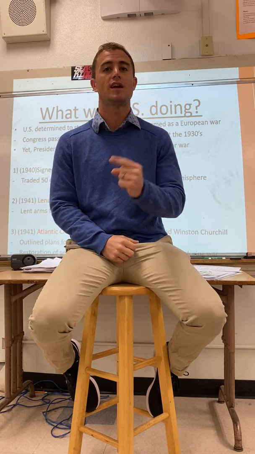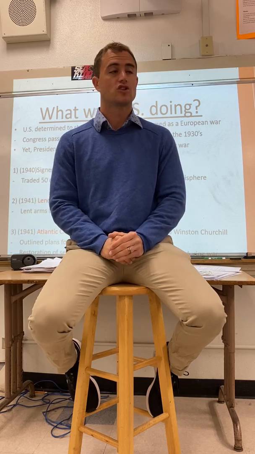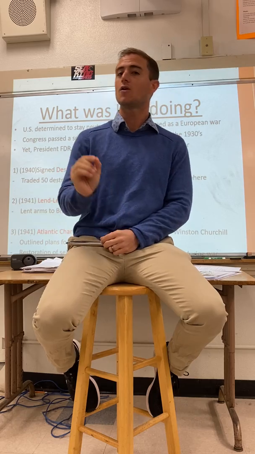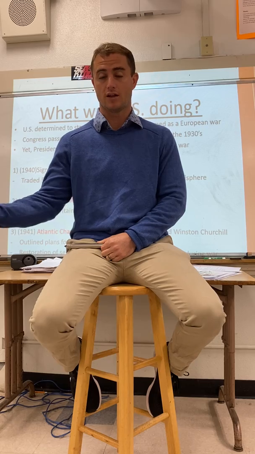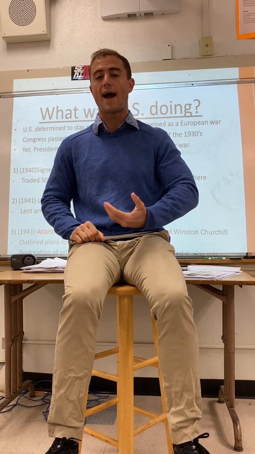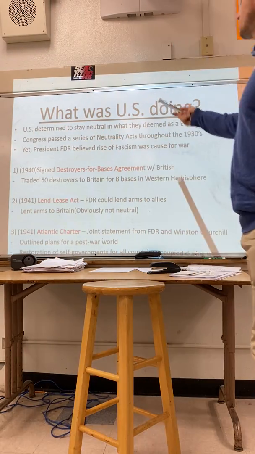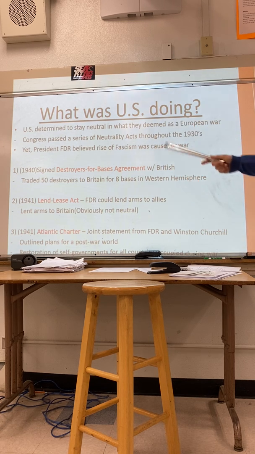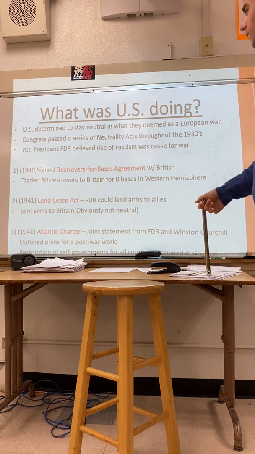But FDR gets creative after the fall of France, and really after the invasion of Poland, and tries to find some ways in which he can circumnavigate Congress, get around Congress, so that he can help Britain fight against Hitler and the Nazis. And that's kind of where we're at when we get to the fall of France in June of 1940. So what was the U.S. doing? The U.S. is determined to stay neutral. Congress passes a series of neutrality acts throughout the 1930s, yet FDR realized the rise of fascism was, in fact, a cause of war. Now, this one's fun right here.